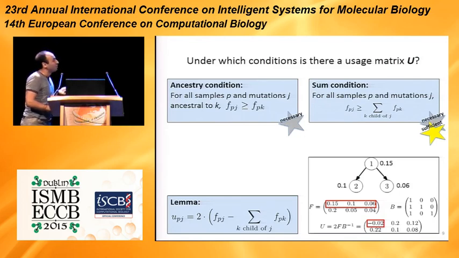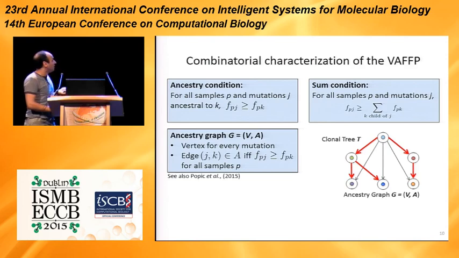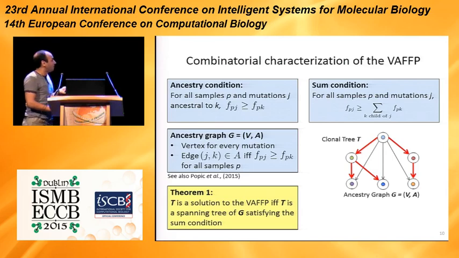And now the question is, can we somehow capture this complete characterization into a combinatorial structure? That's what I will show you next. I do that by defining an ancestry graph. The vertices of this graph correspond to mutations, and there's an edge between two mutations if they satisfy the ancestry condition. The observation here is that a spanning tree corresponds to a solution, or may correspond to a solution. This is also an observation that was made recently in work by Popik et al. And here we prove that this is a correct observation.